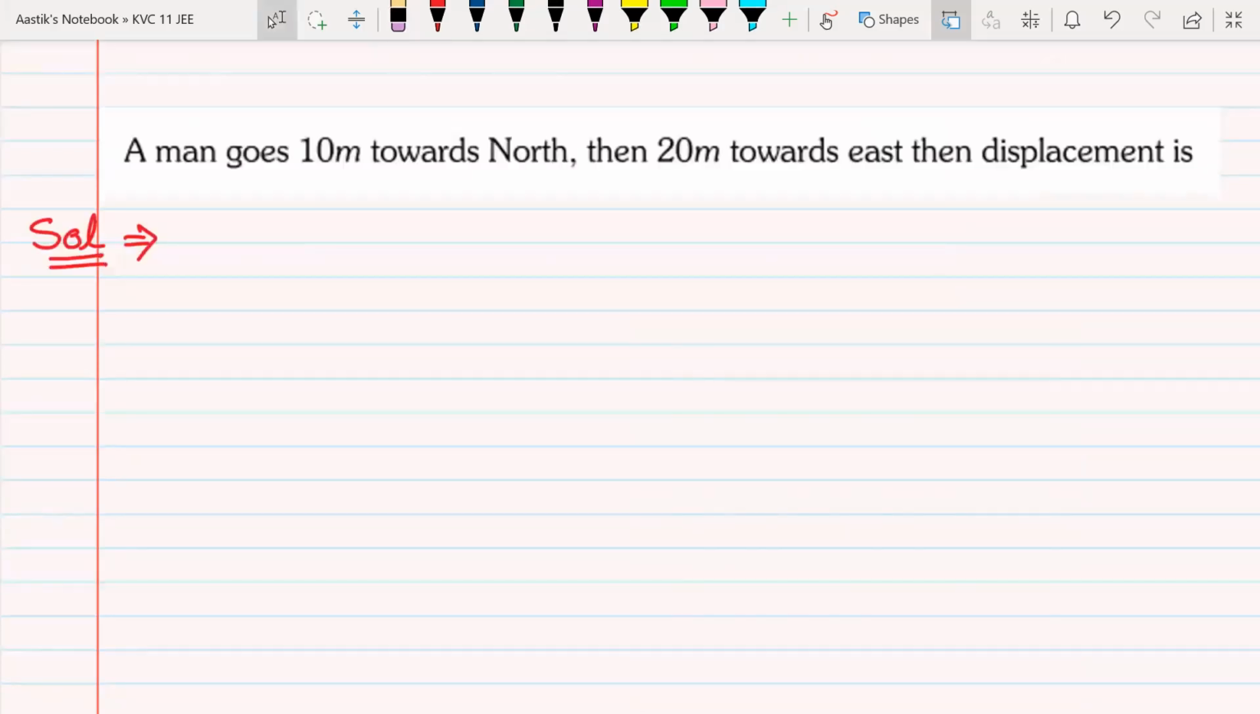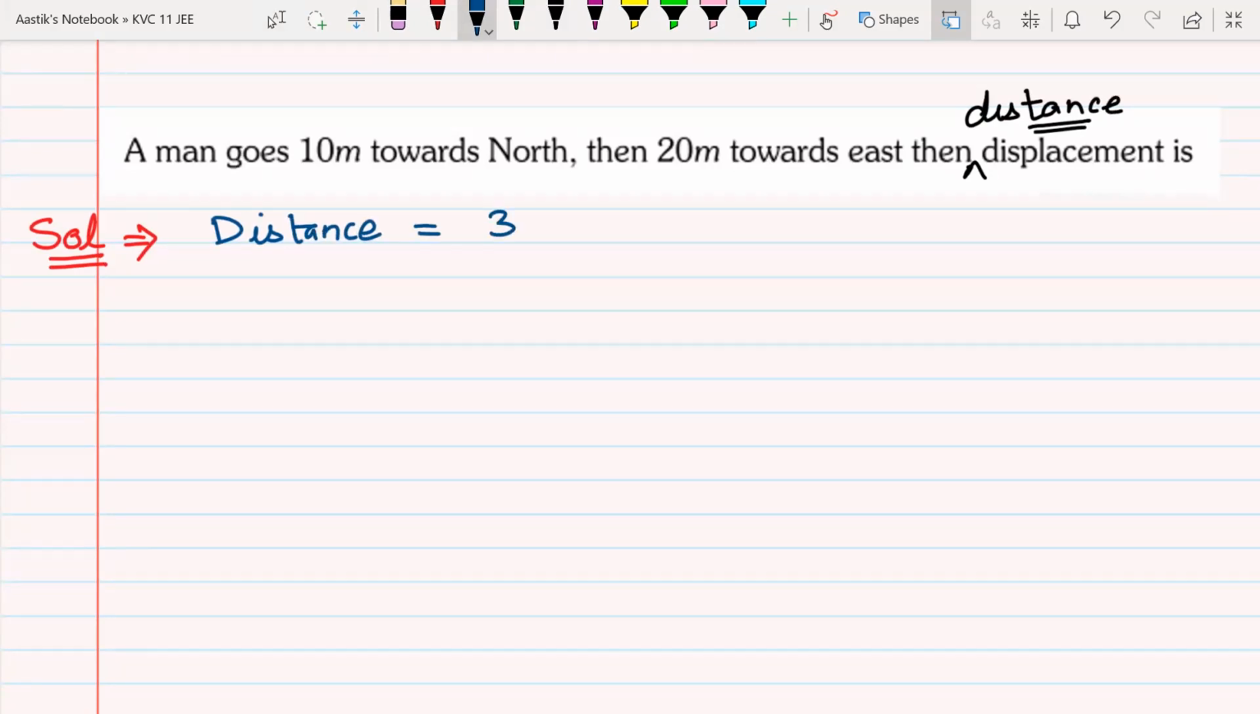Then let's move ahead and I will put forward this question. A man goes 10 meters towards north, 20 meters towards east. What is the displacement as well as the distance traveled? Distance traveled is pretty easy, right? In this case, how much is the distance traveled? Tell me the first point. How much is the distance traveled? 30 meters. Distance is 30. It's a number. You can add it like a number. So distance is 30 meters.